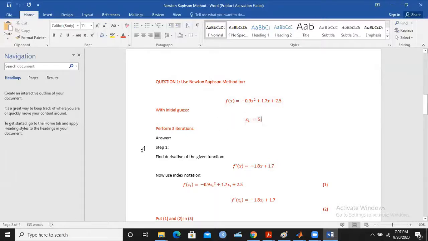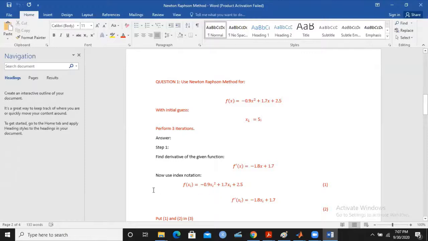So now what is the first step? Let us go through the lecture step by step. Now you can see what is the first step. Find the derivative of the given function. Now the derivative is 2 times 0.9 x plus 1.7, and the derivative of 2.5 is 0. So you have minus 1.8x plus 1.7.